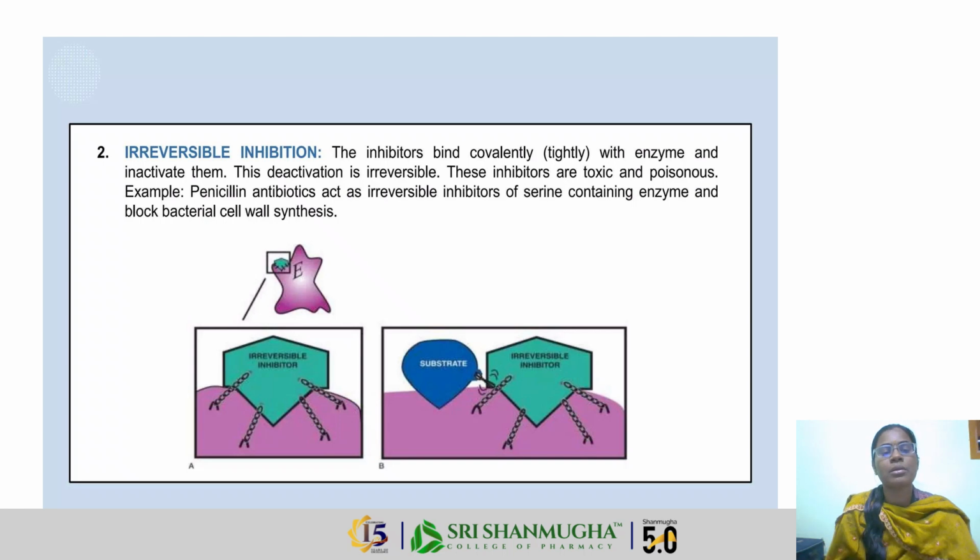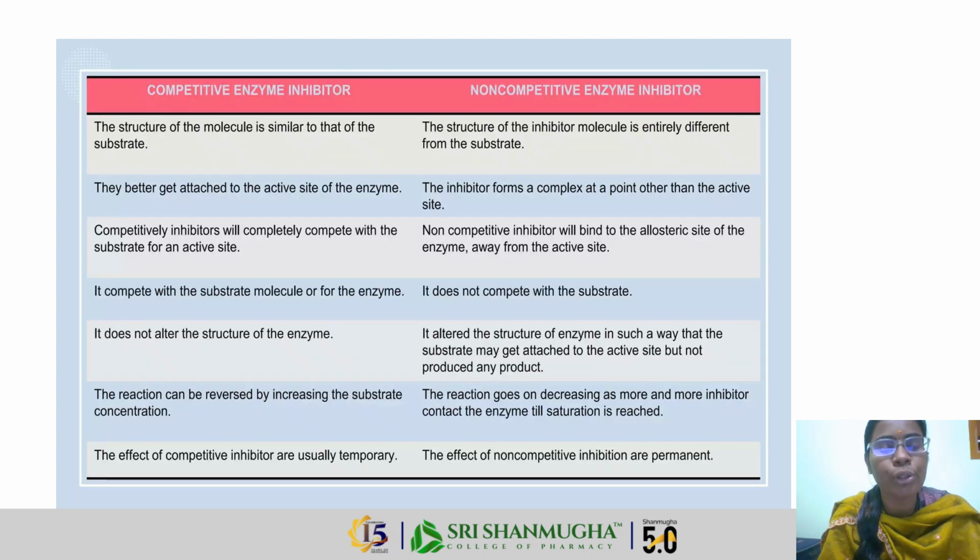Next is irreversible inhibition. These inhibitors bind covalently and tightly with the enzyme and inactivate it. The deactivation is irreversible. These inhibitors are toxic and poisonous. For example, penicillin antibiotics act as irreversible inhibitors of serine-containing enzymes involved in bacterial cell wall synthesis. And these are the reversible inhibitors: competitive and non-competitive enzyme inhibitors.